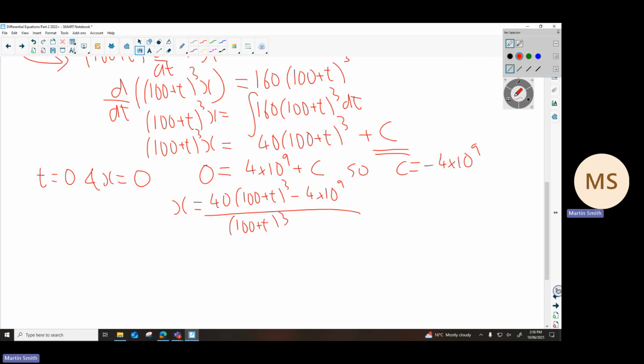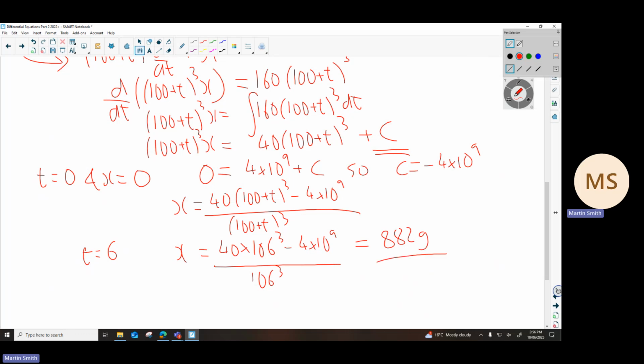That is the amount of copper sulfate at time t. The point of part B was to find out what X is when t is equal to 6. So you'll get X is 40 times 100 plus 6, which is 106 cubed, minus 4 times 10 to the 9, divided by 100 plus 6, which is 106 cubed. And if you type that into your calculator very carefully, you should get 882 grams. Units may well be required, to 3 significant figures. Those are the number of grams of copper sulfate in the tank.